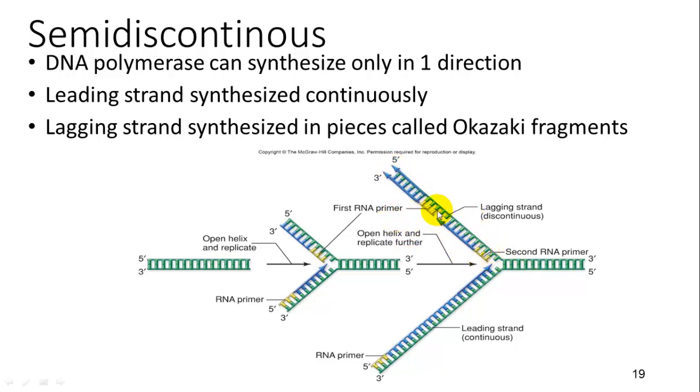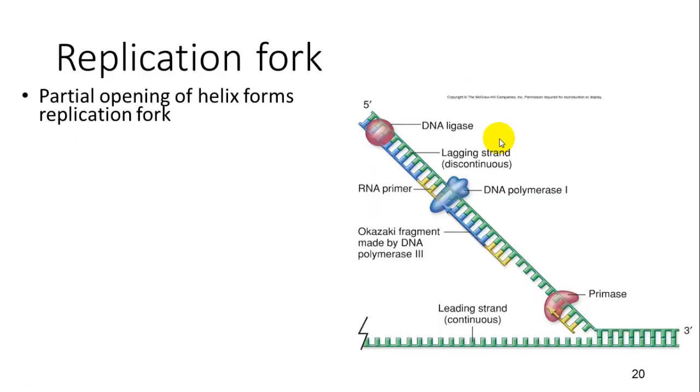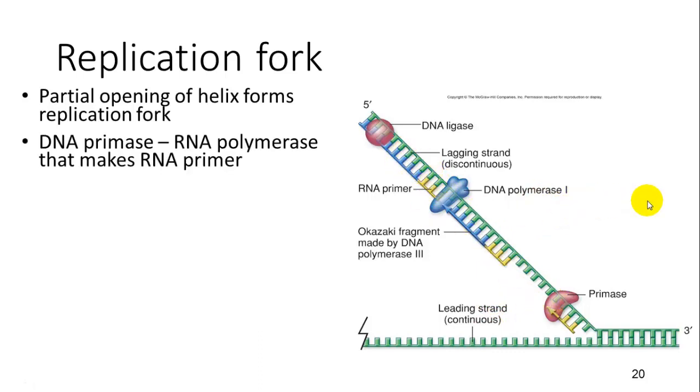It does not happen as quickly as the leading strand because it has to keep putting on more and more primers as the DNA unwinds. Now these fragments are called Okazaki fragments, named after the person who discovered them. So the point at which you have this opening and where you're starting to add nucleotides is called the replication fork. DNA primase is what can then add a primer on. RNA polymerase makes the RNA primer.